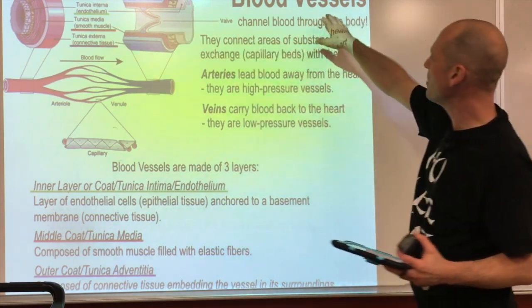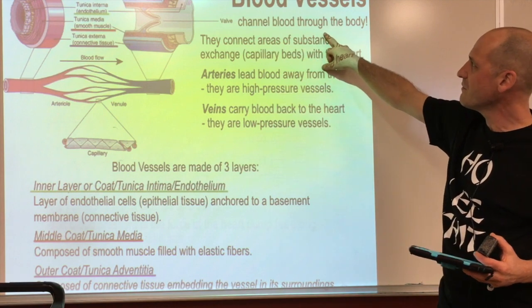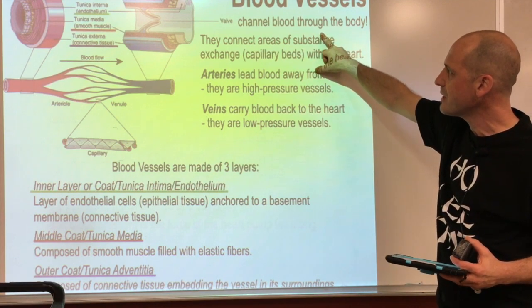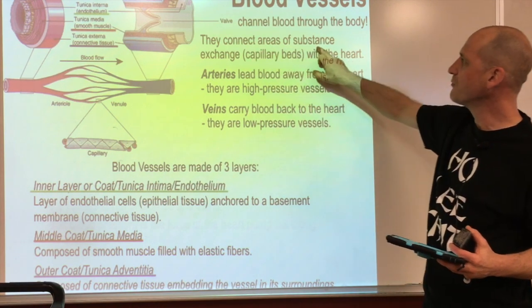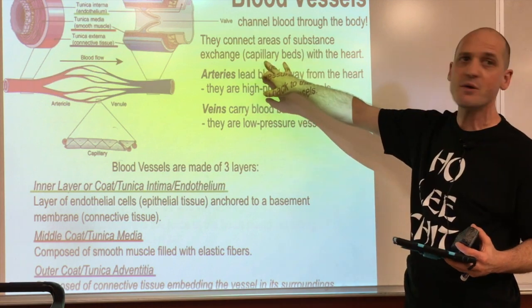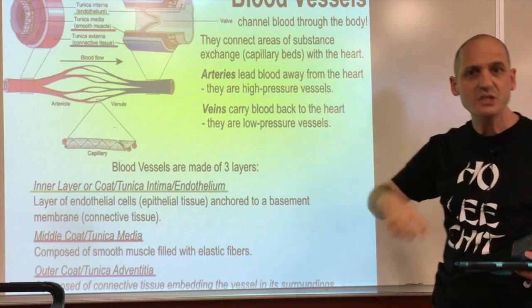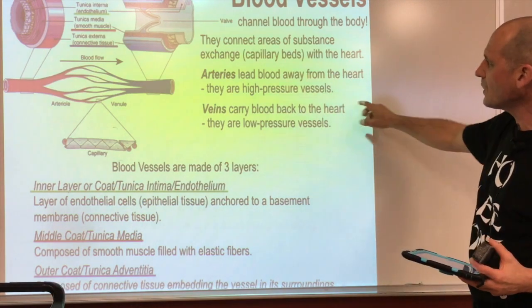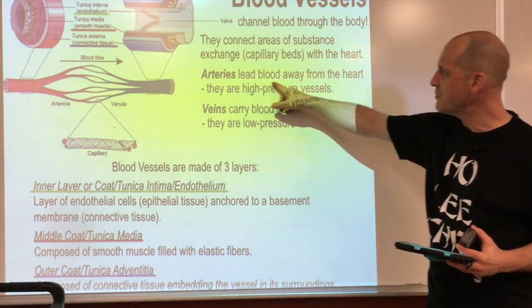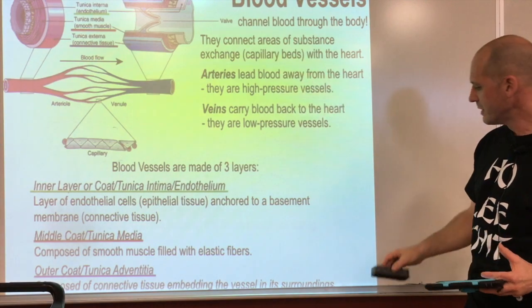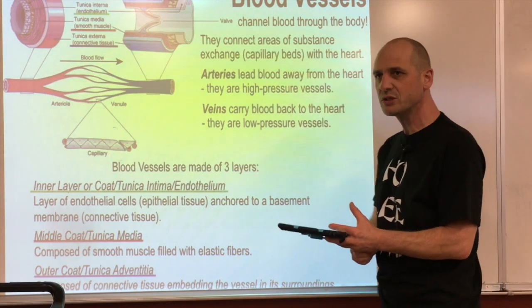So when we look at blood vessels, they channel blood through the body. They connect areas of substance exchange, which are capillary beds, with the heart, which is the pump that pumps the blood continuously through the body. Arteries, we learned before, lead blood away from the heart. They are high pressure vessels.